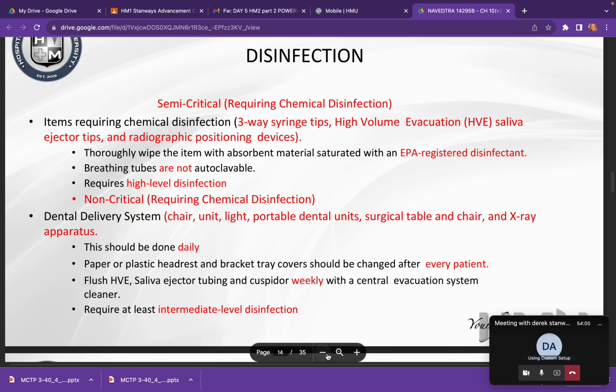So there's a couple of test questions on this slide. Again, this is the slide I was talking about where it lists the examples, where they talk about the evacuation. So 3-way syringe tips are going to be semi-critical. Your non-critical, that's just wiping down. It should be done daily. And then, of course, that flushing I talked about is going to be weekly.